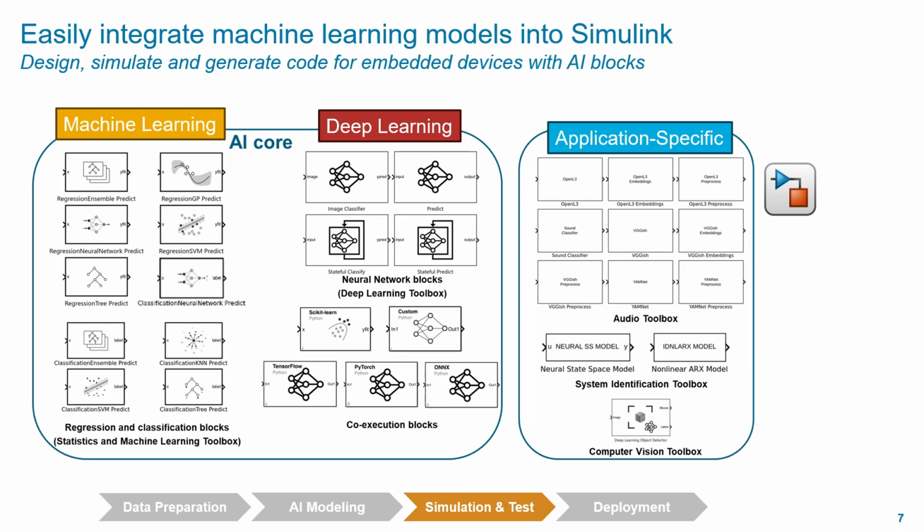On the Simulink side, we can easily integrate machine learning models into our larger systems that we're modeling with a variety of native blocks that we've provided support for and have updated over recent releases. These blocks include blocks for traditional machine learning models as part of the Statistics and Machine Learning Toolbox, deep neural networks from the Deep Learning Toolbox, as well as some application-specific blocks for different vertical engineering domains like Audio Toolbox, System Identification Toolbox, and Computer Vision Toolbox.